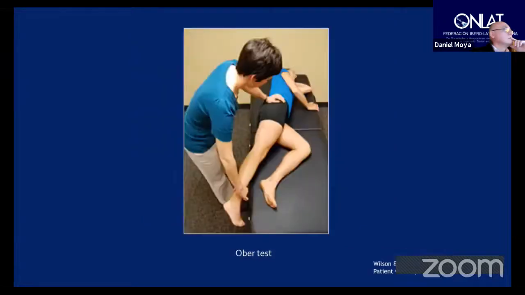The Ober test is also very useful. It helps us to diagnose a shortening of the iliotibial band. In this case, the patient is placed in lateral decubitus on the normal side. The pelvis is fixed, the hip and knee to be examined are extended, and if the lower limb does not fall on the examination table, it may be showing a shortening of the iliotibial band.